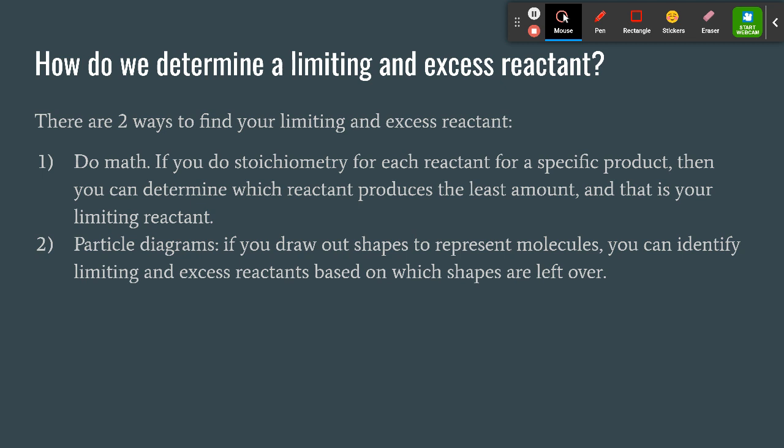Our particle diagrams are a little different. This is where we draw out the reaction. We use shapes and colors to represent specific particles in the compound, and we count what we have left behind to identify our limiting and excess reactant. You will be tested over both kinds of question, so you'll need to know how to do both.